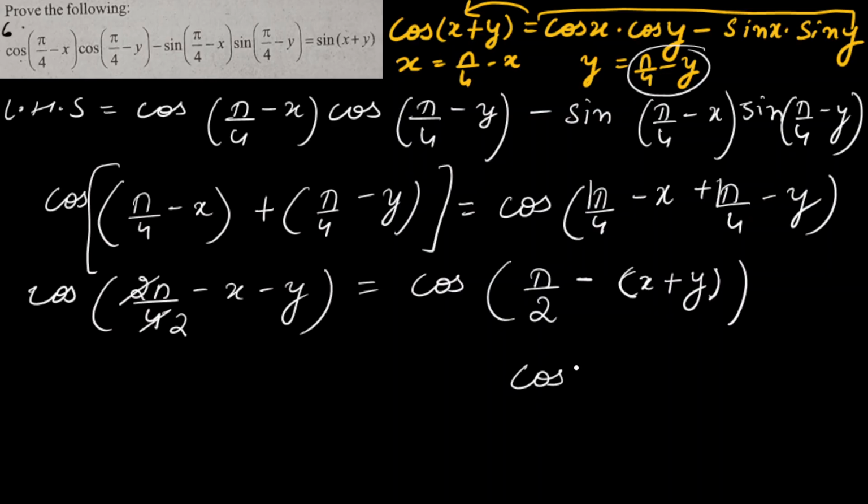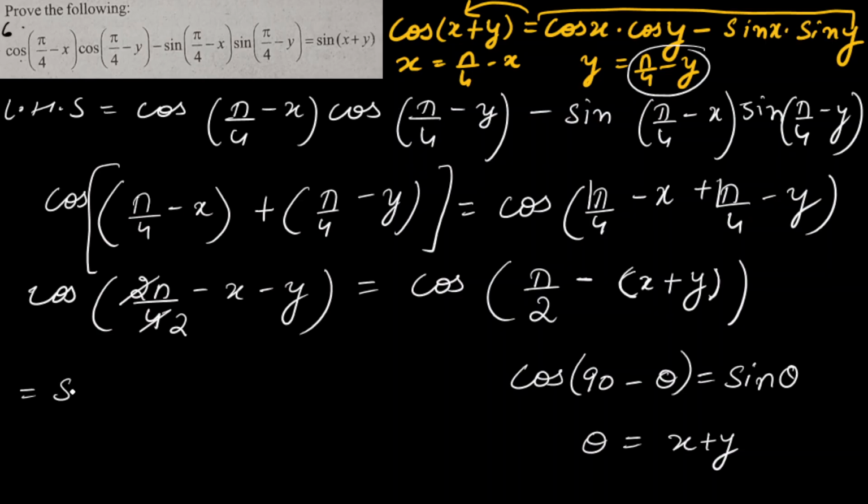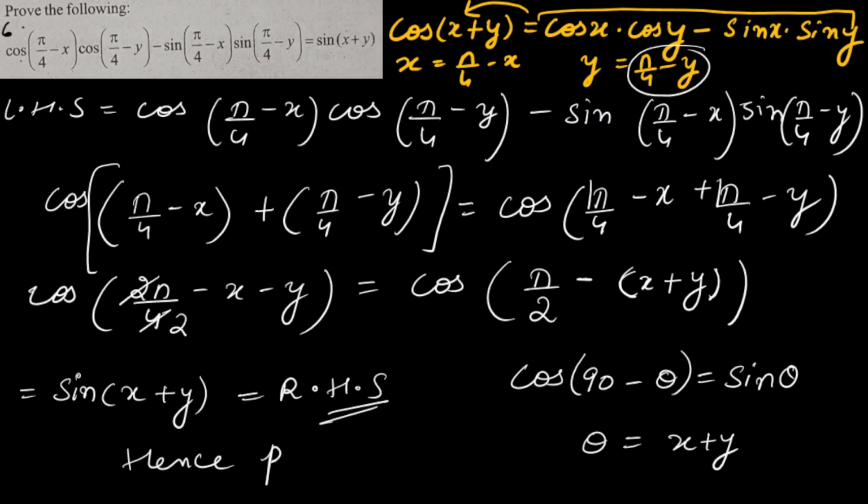In 10th class we did complementary angle relations. So cos(90 - theta) is equal to sin theta. Here also the same thing: theta, the angle, is x + y. So cos(90 - (x + y)) is equal to sin(x + y). And if you see the right hand side of this question, it is sin(x + y). So hence proved. So here we have completed the 6th question.